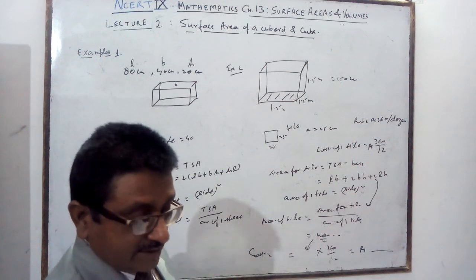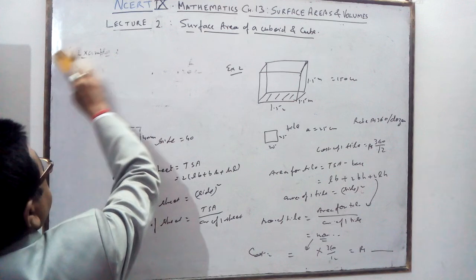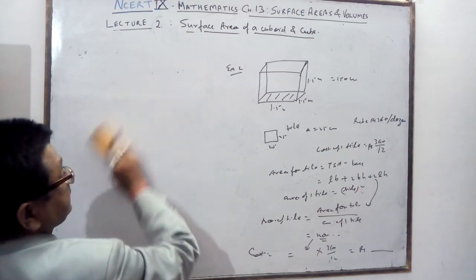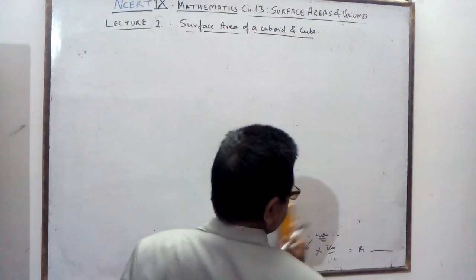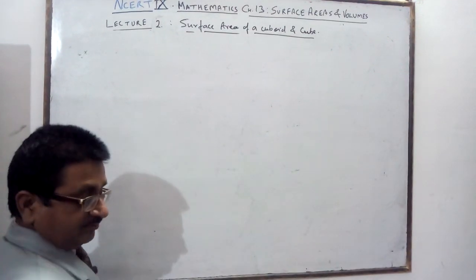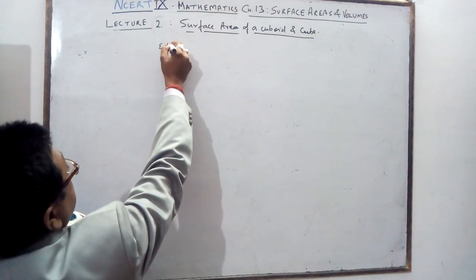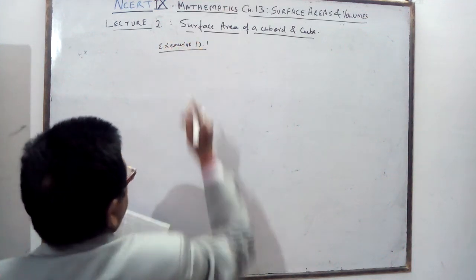Now exercise 13.1 is given. In the exercise, question number 1 is given. All the things you will solve by yourself. It is totally based on the calculation formula. Exercise 13.1. What is there?